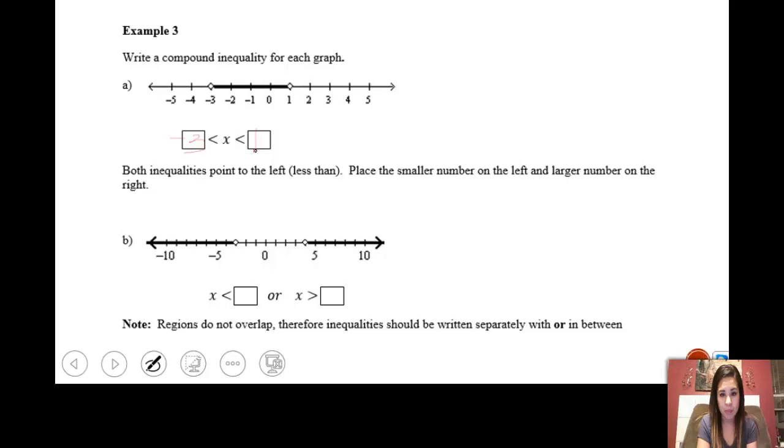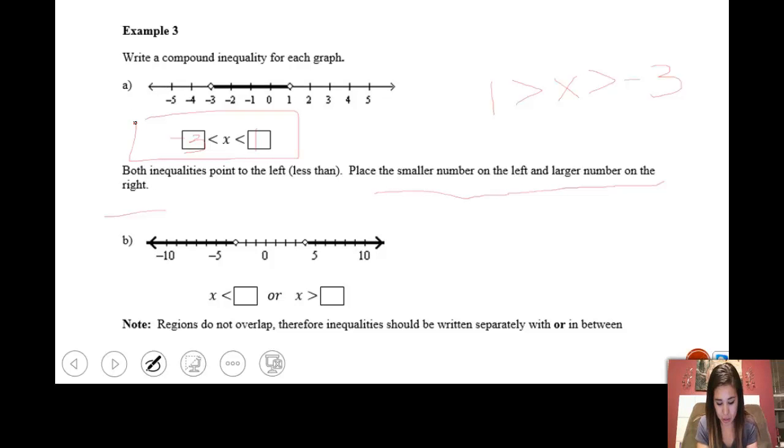You always are going to put the smaller number on the left and the larger on the right. That's the correct form. So you're not going to write, for example, 1 and then x and then negative 3. Although you're saying the same thing, we're not going to write it like this, because the correct form of writing it is going from the least number to the biggest number.